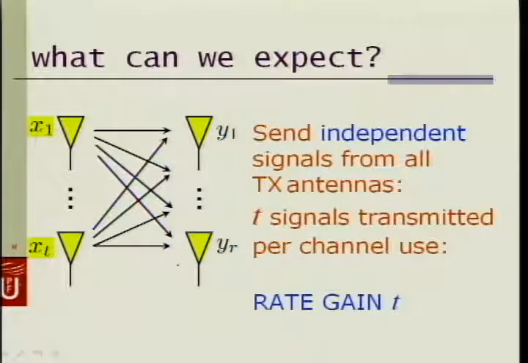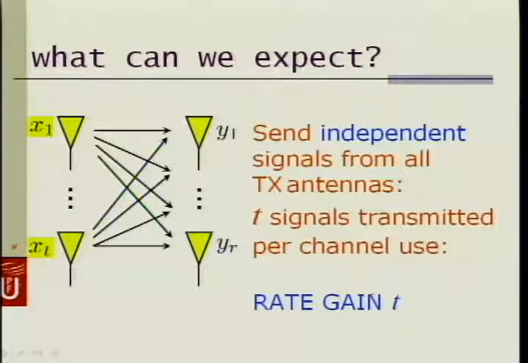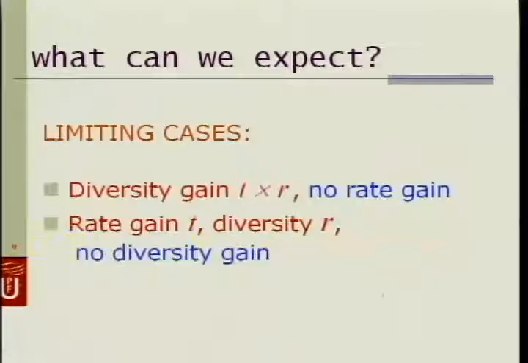So we see that we have two limiting cases: either a maximum diversity gain but a minimum rate gain, or a maximum rate gain but a minimum diversity gain.